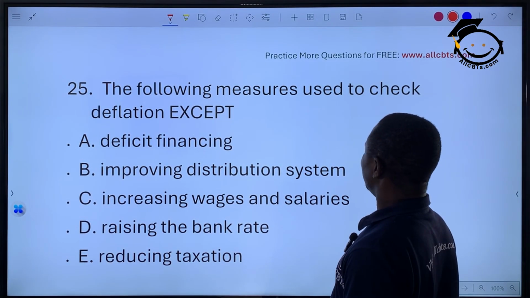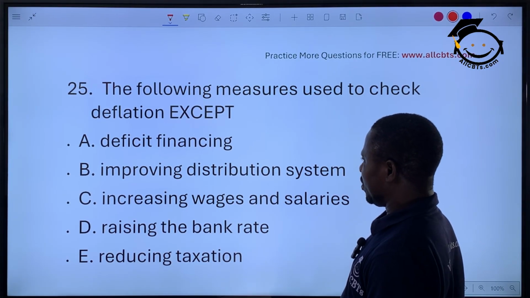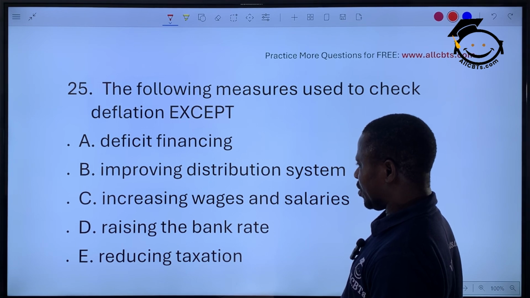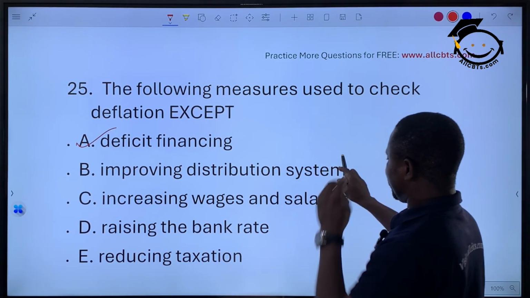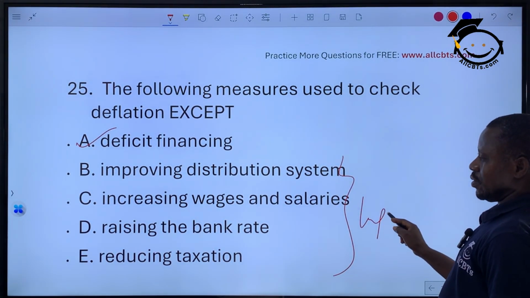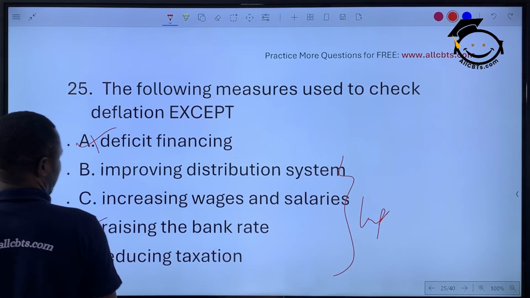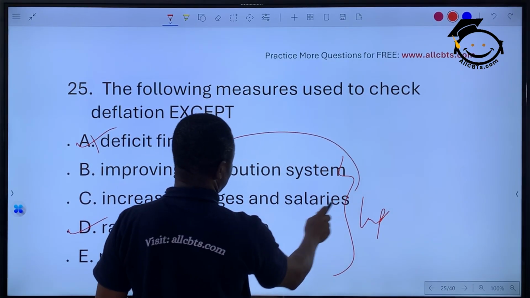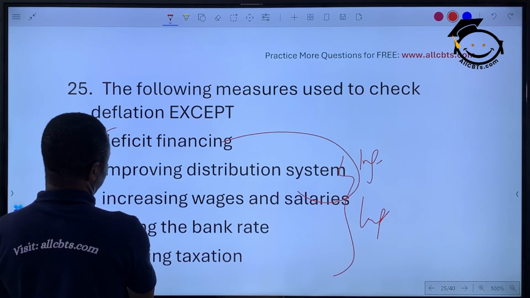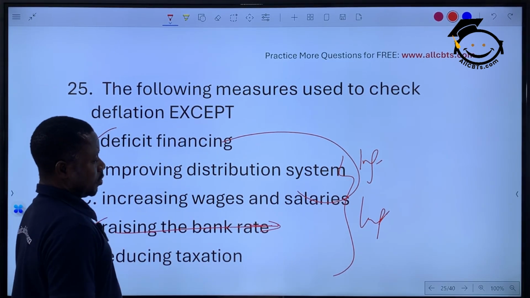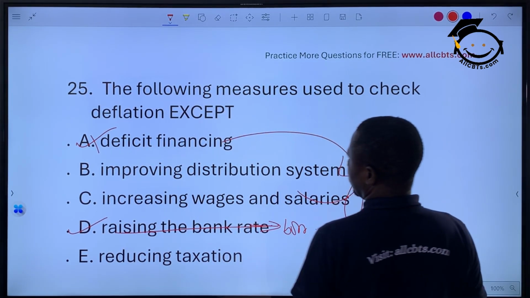The following are measures used to check deflation except: deficit financing, improving distribution system, increasing wages and salary, raising the bank rate, reducing taxation. The answer is what? Deficit financing. Okay? All these other ones are actually for inflation. Let's look at bank rate. I think bank rate is appropriate here because all the other ones are for inflation. So raising bank rate, when you raise bank rate, there will be less money. It will discourage borrowing. Okay? Alright.